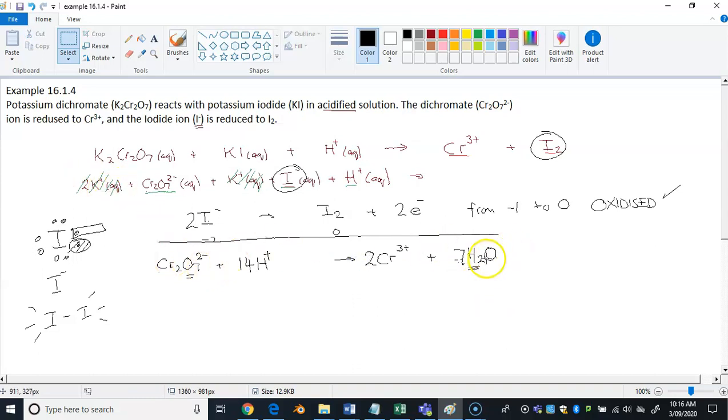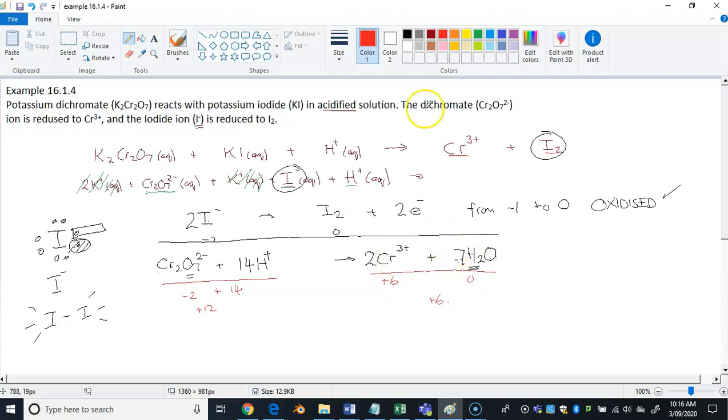I've dealt with the oxygens. I've dealt with the hydrogens that come from dealing with the oxygens. And now I need to look at the overall charge. We can see that on this side here, the tally is -2 plus 14, which gives me plus 12 overall. Over on this side, the tally is plus 6 because I've got 2 times plus 3, and 0, for a total of plus 6.